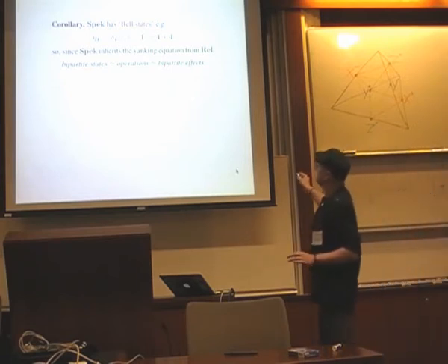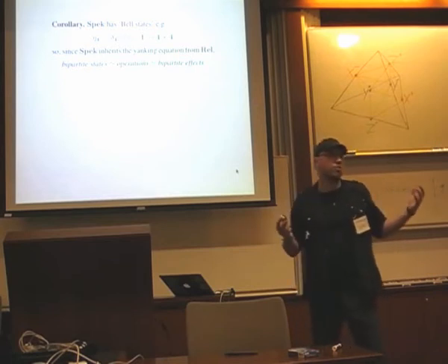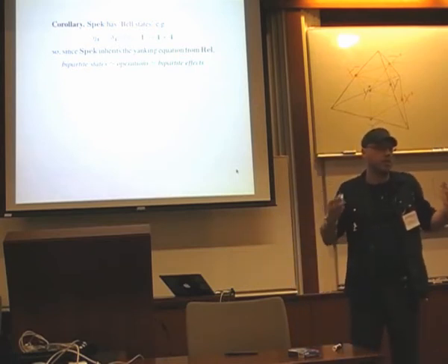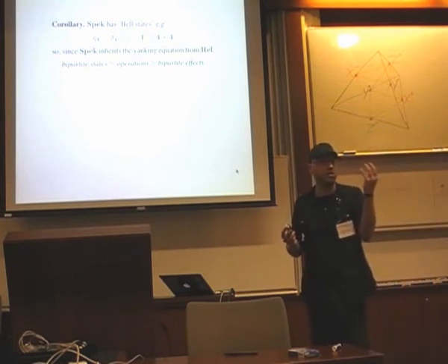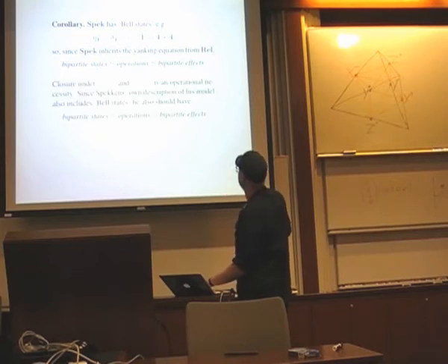And then the moment you've got a Bell state, you inherit compact closure from your relations. So obviously you need a compact closed structure because you have this Bell state. And then you get this correspondence between bipartite states, operations, and bipartite effects.